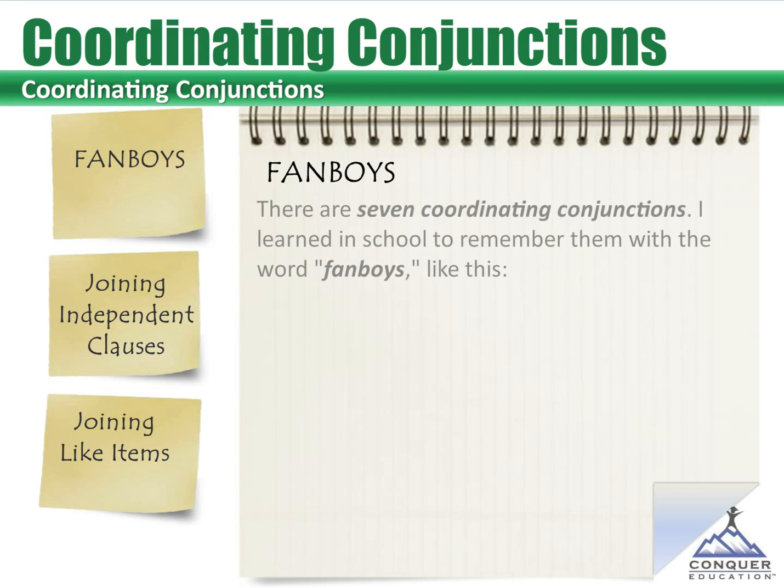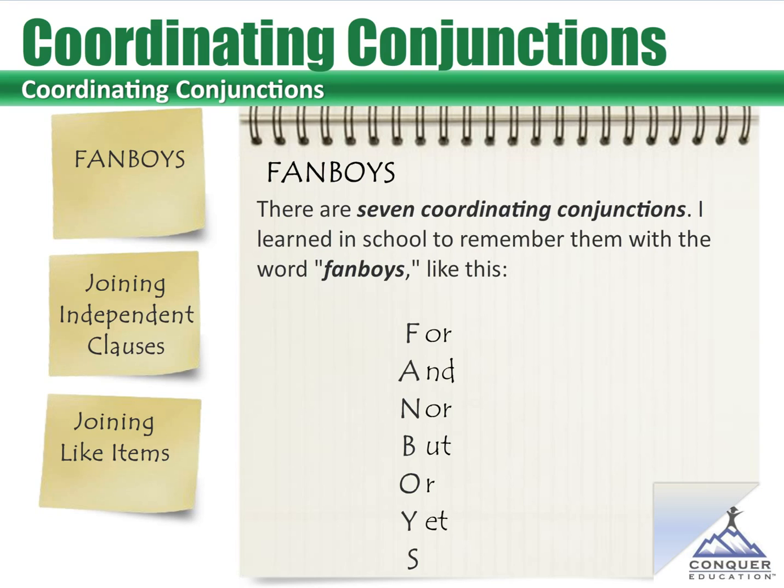There are 7 coordinating conjunctions. I had learned in school to remember them with the word FANBOYS, like this. F is for, A is and, N is nor, B is but, O is or, Y is yet, S is so.